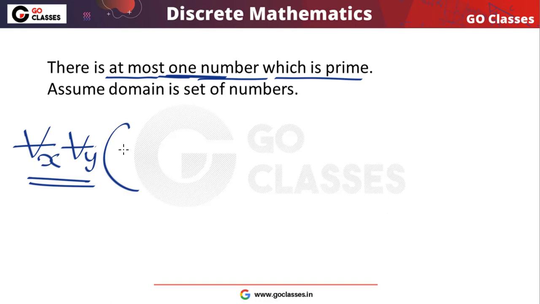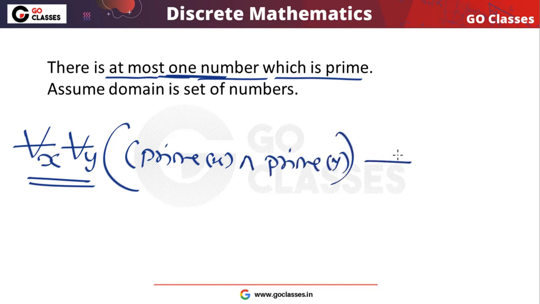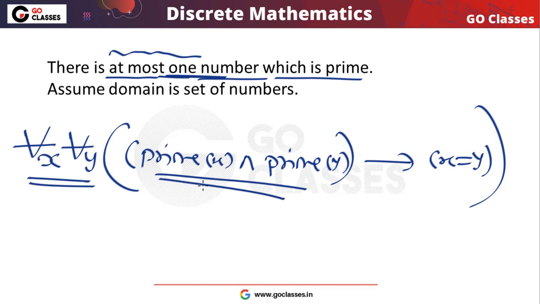So for all x, for all y, if x is prime and y is prime, then what should happen? Then they must be the same. So this is how we write at most one. Whatever statement you have where you want at most one prime number, you write: for all x, for all y, if they are prime, then they must be the same. So this is the statement: there is at most one prime number.